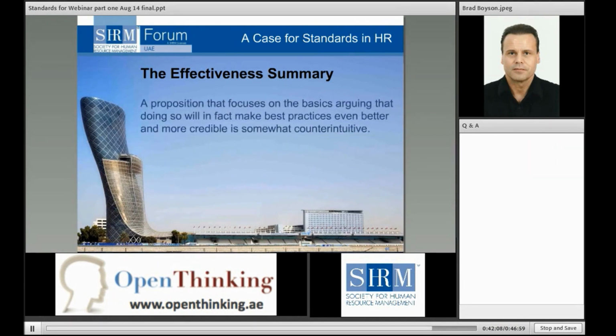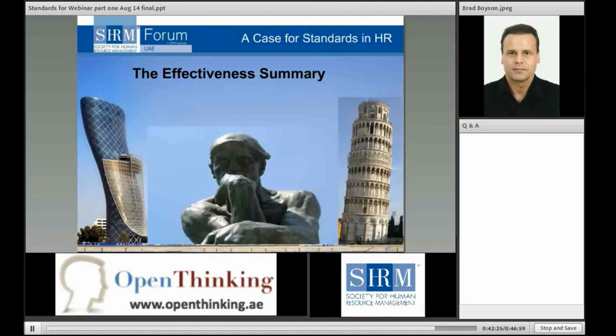A proposition that focuses on the basics, arguing that doing so will in fact make best practices even better and more credible, is somewhat counterintuitive. It is. You're saying we're going to improve the top by focusing on the foundation. But let me challenge you with the following picture of comparison.